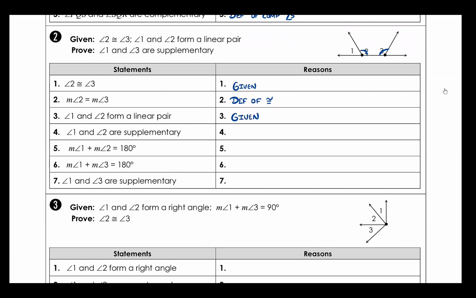Because 1 and 2 are a linear pair, 1 and 2 are supplementary. How do we know that? Yes, but what definition of supplementary? What specifically makes this supplementary? Because remember, we had same side interior angles that were supplementary. What makes this particular 2 angles supplementary? Linear pair.